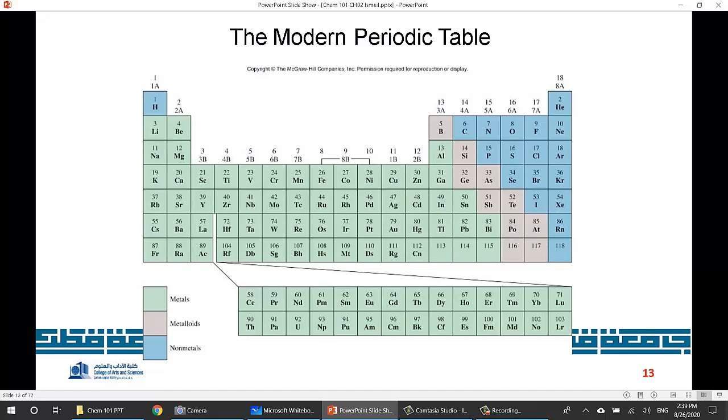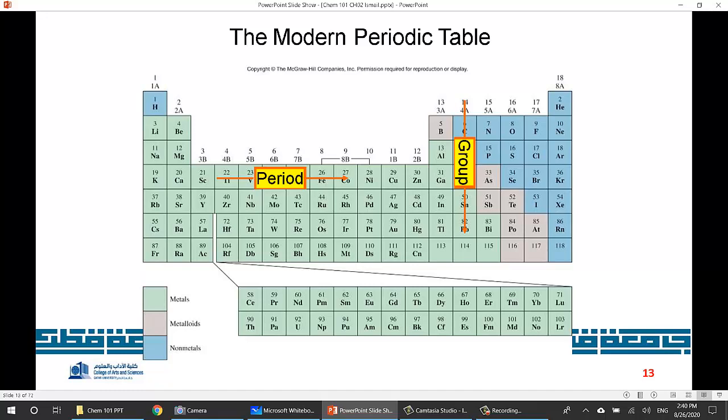The column in the periodic table is called the group. So the vertical column is called a group, and the row in the periodic table, the horizontal row, is called the period. So we have 7 periods in the periodic table if you count them: 1, 2, 3, 4, 5, 6, 7. It's not 9 because these at the bottom here, the lanthanides and actinides, are actually embedded into the periodic table here. So we have only 7 periods in the periodic table.